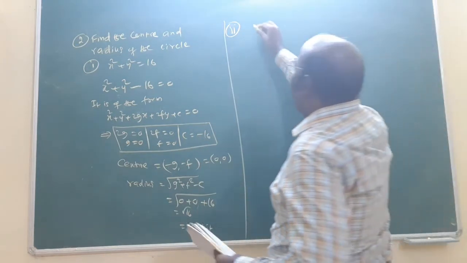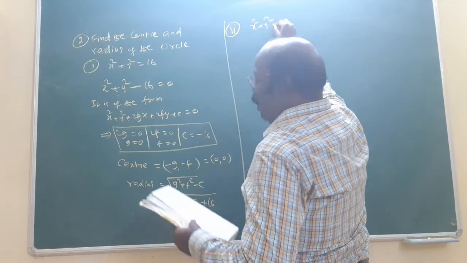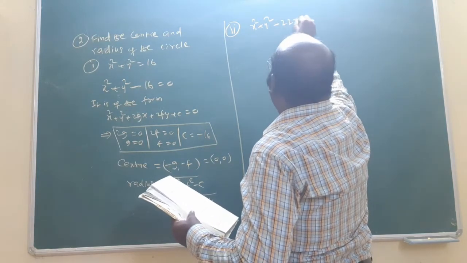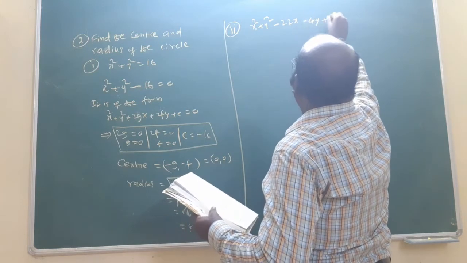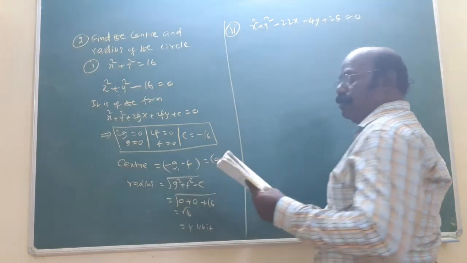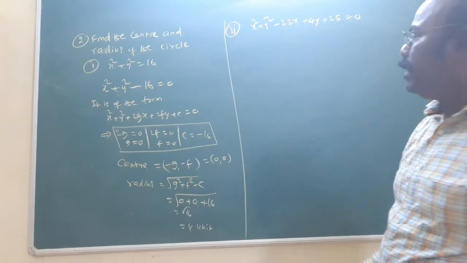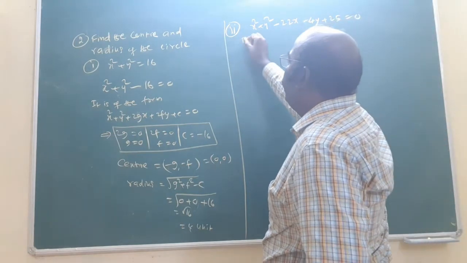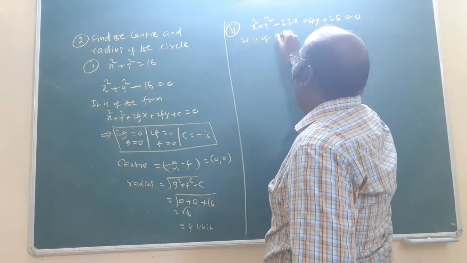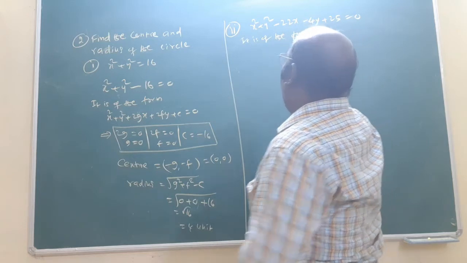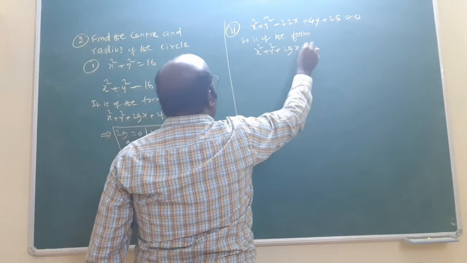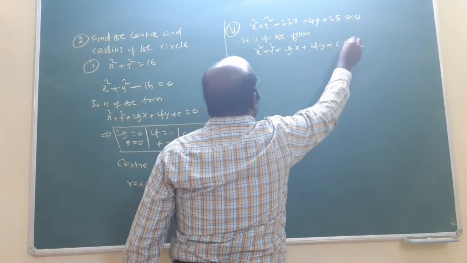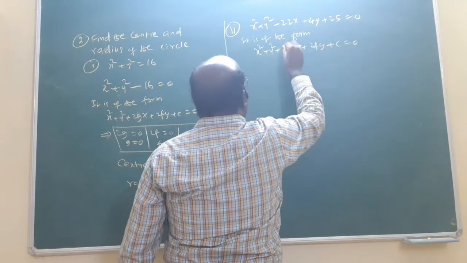The second question: x square plus y square minus 22x, then minus 4y plus 25 equal to 0. Am I right? Now the same thing, this is given. Again, it is of the form x square plus y square plus 2gx plus 2fy plus c is equal to 0. Generally, it is the formula.